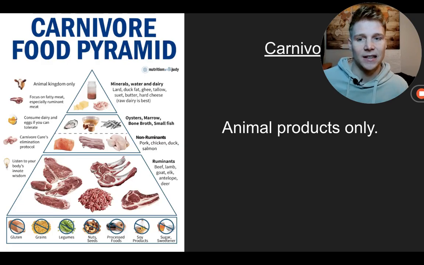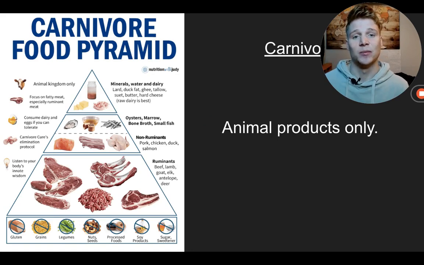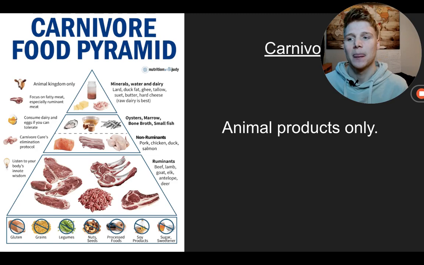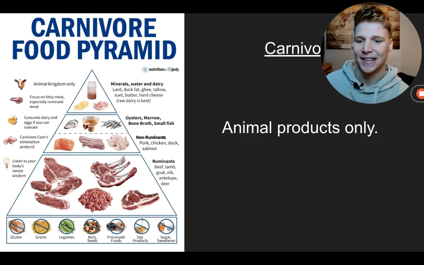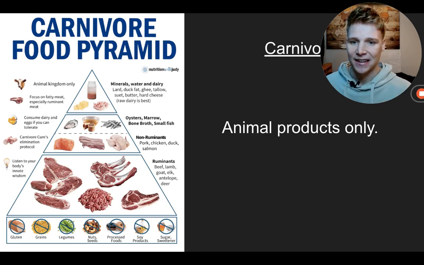Next is the carnivore diet, and this one's pretty straightforward. It's animal products only, so you can think of it as the opposite of a vegan diet. Vegan diet is plants only. Carnivore is animal products only, and you can see there the carnivore food pyramid. So ideally you want most of your food coming from ruminant meats, and then the next tier is non-ruminant meats, and I'll explain the difference a bit more. I'll do it now actually.